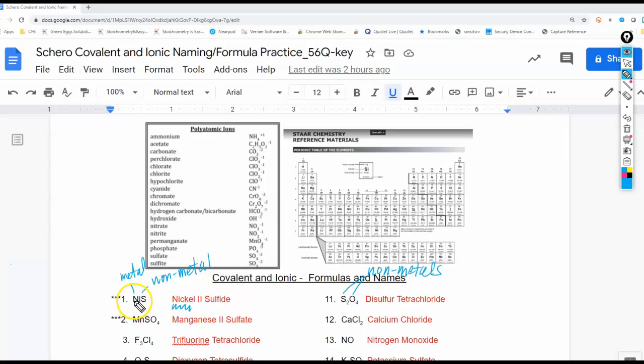Recognize if it is a transition metal, and since nickel is in fact a transition metal, we are going to name it with its Roman numeral representing its charge. So if we were to uncrisscross NiS, we would think that nickel had a +1 charge, and we would think that sulfur has a -1 charge.